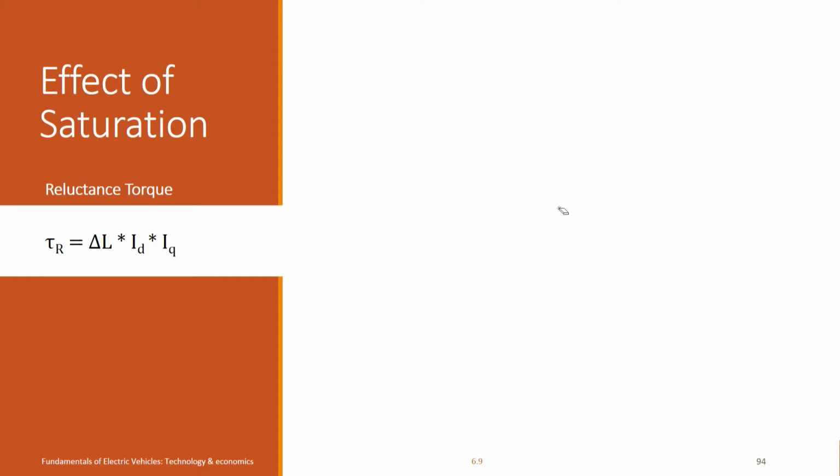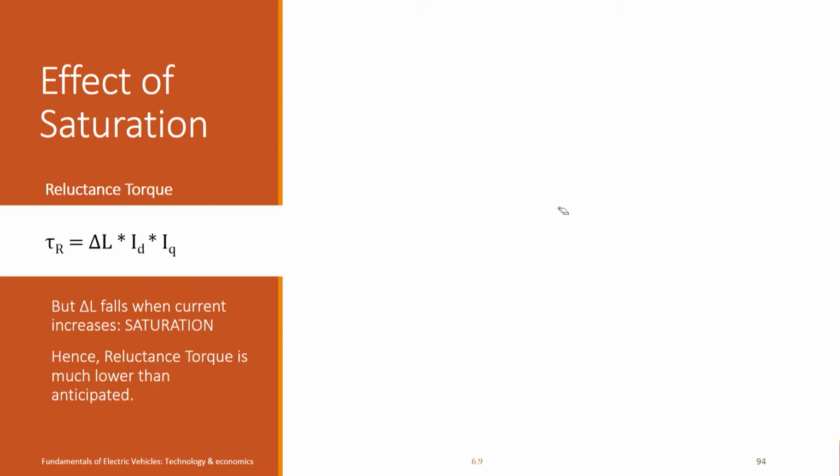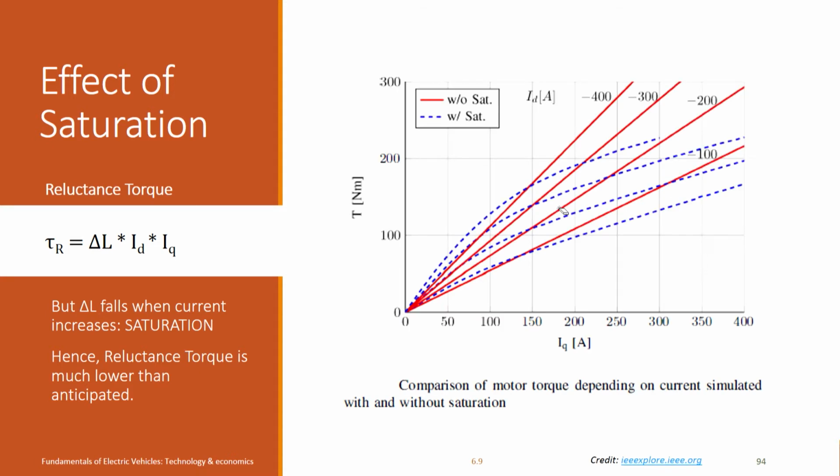So, the reluctance torque that we get depends upon the inductance. If the inductance becomes poor, we get lesser reluctance torque, and this effect will be particularly significant at higher torques, because that is when saturation happens. So, if we do not take into account saturation as a phenomenon, then we will anticipate that we will get a lot of torque at higher currents due to reluctance, but the actual torque will be much lower than what we are expecting, and this sort of shows.